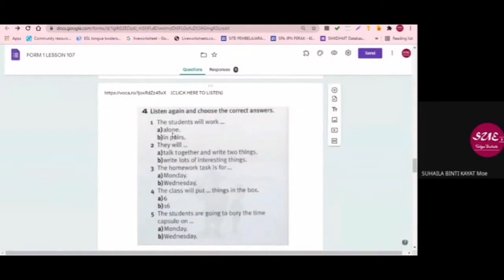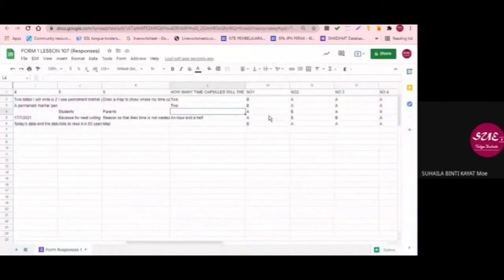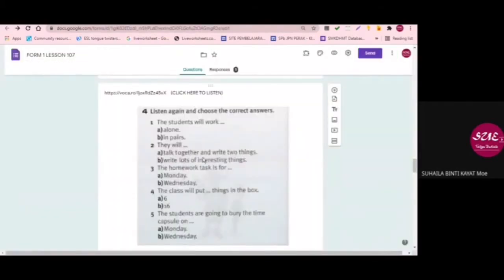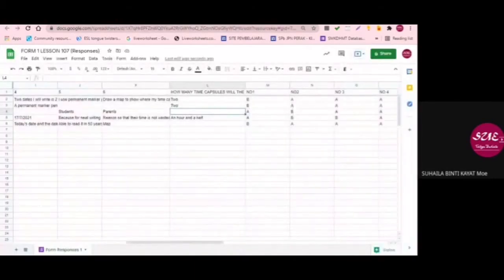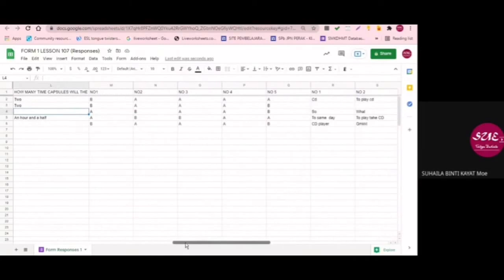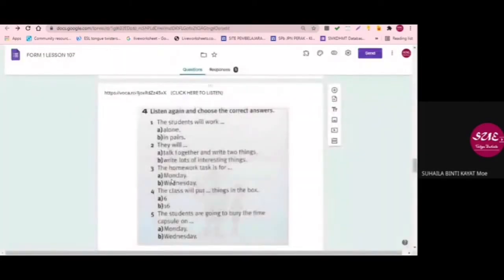The student will work alone in class. Okay, let's look at the answer. Okay, the answer is B. Okay, next question. They will talk together to write things, write lots of interesting things. Okay, what's the answer? The answer is A. Okay, number 3. The homework task is for Monday. A.